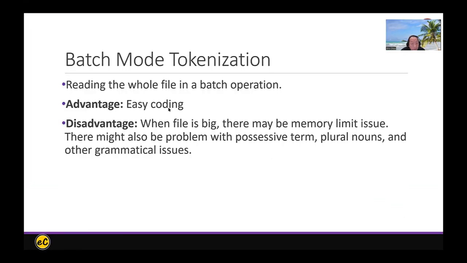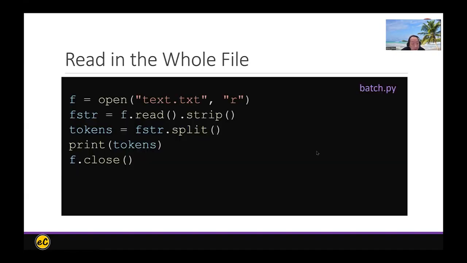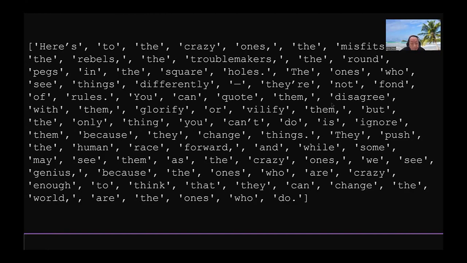Okay, so the advantage is easy. The disadvantage is that the file is big, the memory limit issue, whatever. That's actually okay. So you can tokenize it, but sometimes you will have an extra comma in there. Okay, period. This should not happen.